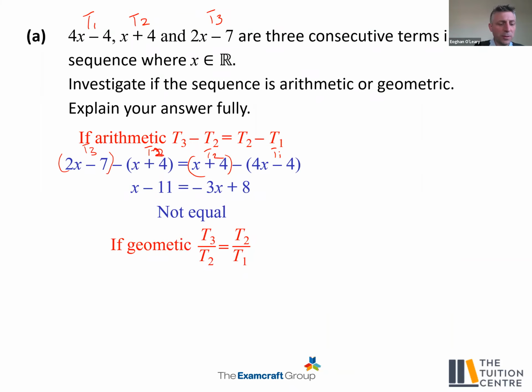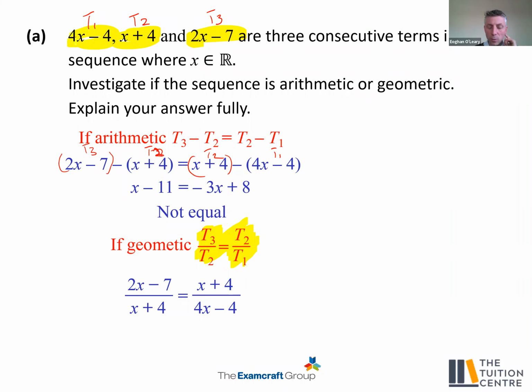Some students would have fallen into the trap of saying, therefore, it's geometric, but no, you had to fully explain your answer. You had to look through it. If it is geometric, there would be a common ratio, so term 3 divided by term 2 would be equal to term 2 divided by term 1. So 2x minus 7, my term 3, divided by x plus 4, my term 2, would be equal to x plus 4, my term 2, divided by 4x minus 4, my term 1.